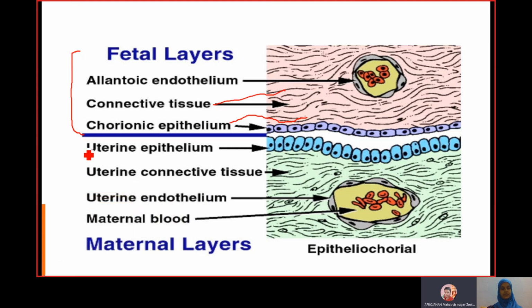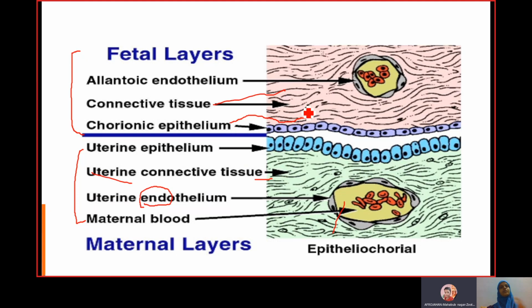See, these are the uterine layers. The uppermost layer of the uterus is called the uterine epithelium. Next, it contains uterine connective tissue. Next, the inner layer is the endothelium. Epithelium is the outer layer, endothelium is the inner layer of the uterus, which contains blood vessels. The same names are given, we just keep 'uterine' in front. Uterine epithelium, uterine connective tissue, uterine endothelium, and maternal blood vessels are the layers involved in placenta formation. From the fetus side: allantoic endothelium, connective tissue and chorionic epithelium.